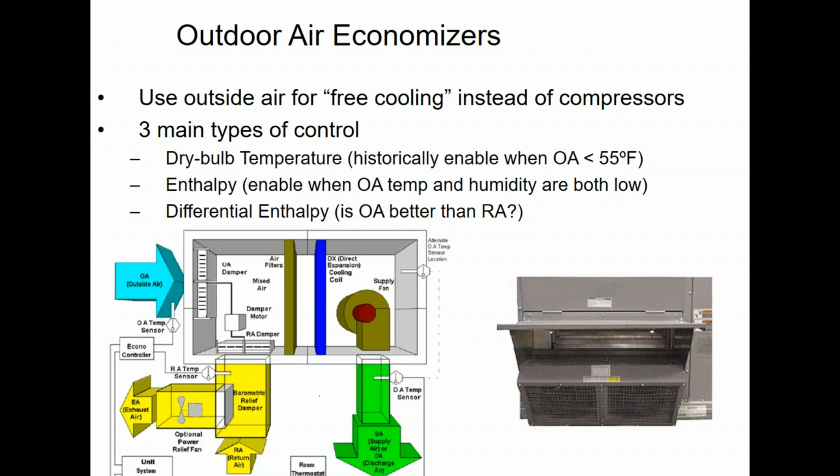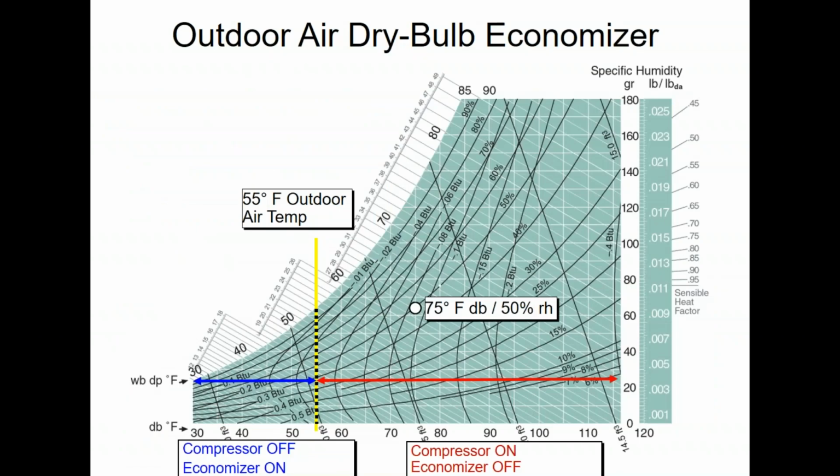And then the best way would be differential enthalpy. You would look at the enthalpy of the outside airstream and the enthalpy of the return airstream and compare them. If the outside air is lower than the return, take it. So if my return is 85 degrees and humid, but my outside air is only 80 and humid, it's obviously better. Take the outside air, right? Even though it's not awesome, it's still better than the return air. All right, so those are the three main ways we have controlled them historically.